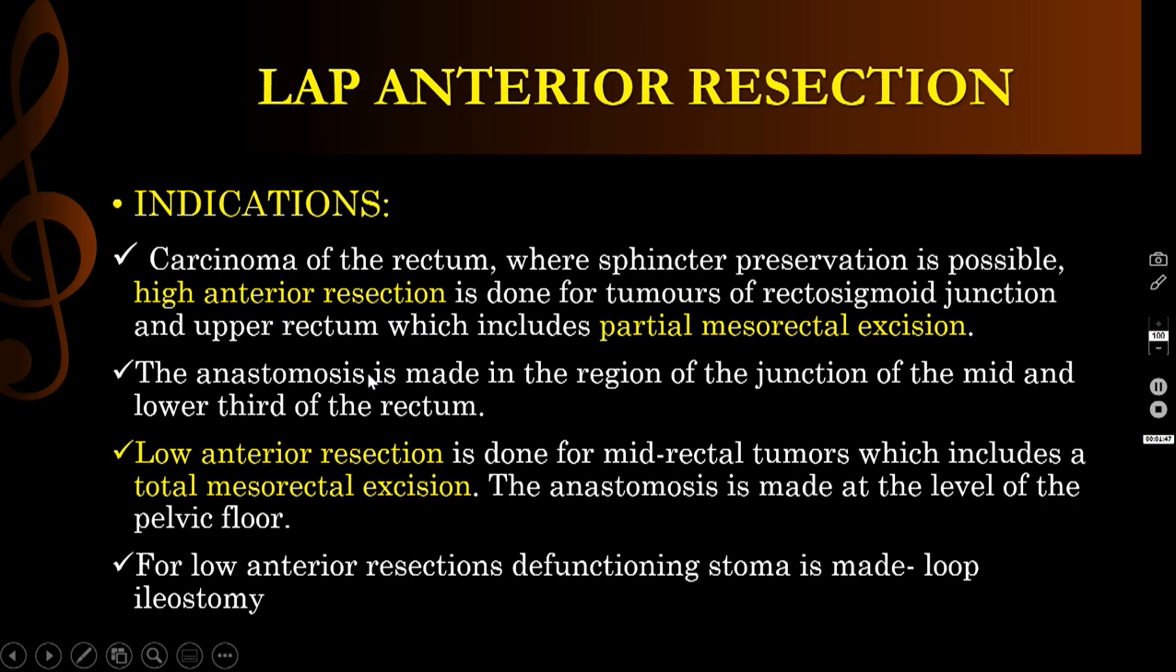The anastomosis in high anterior resection is made in the region of the junction of the mid and lower third of the rectum, whereas the low anterior resection is done for mid-rectal tumors, which includes a total mesorectal excision. The anastomosis here is made at the level of the pelvic floor. For low anterior resection, a defunctioning stoma is made in the form of a loop ileostomy.